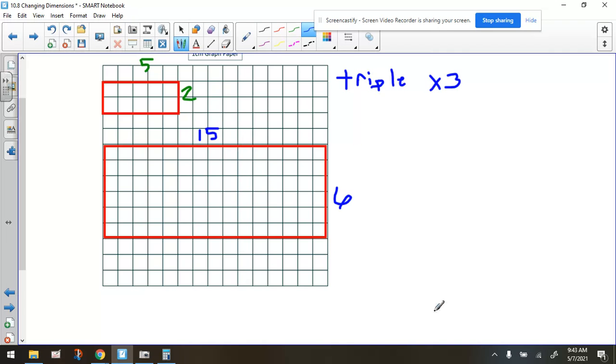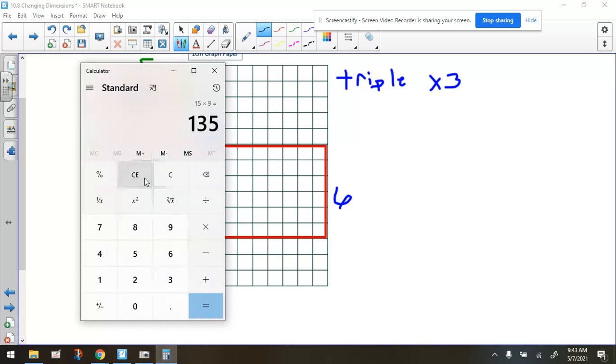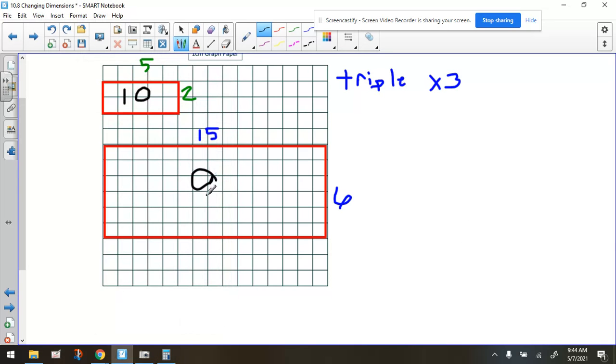All right, let's explore the areas. So the area of this first figure would be 10. 5 times 2 is 10. And if we do 15 times 6, let's use the calculator to speed it up. Remember, it's base times height. We get 90. All right, so let's write that in the big box. So we have 10 square units, we have 90 square units.